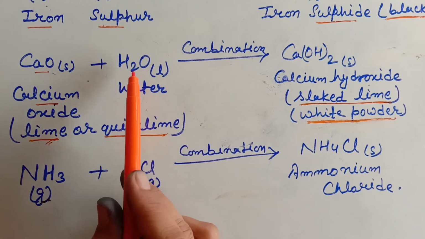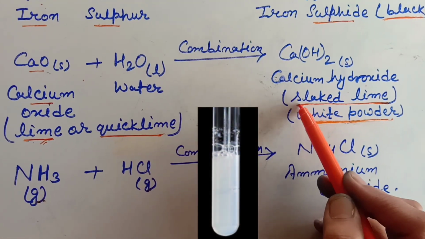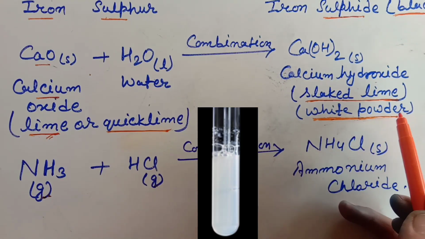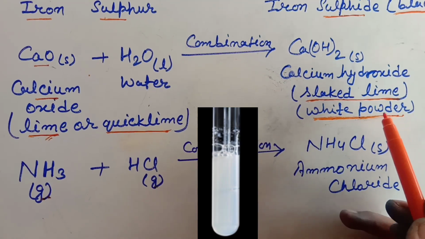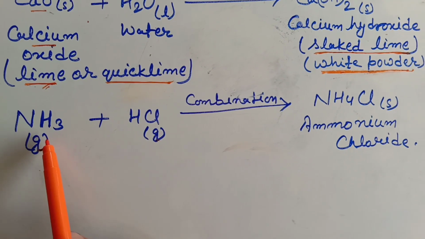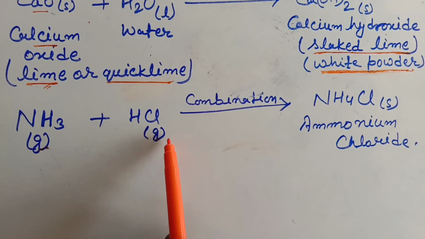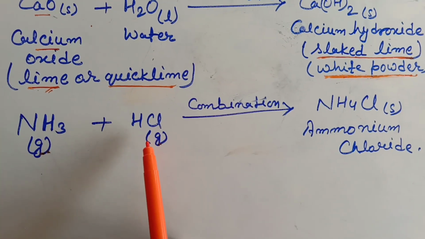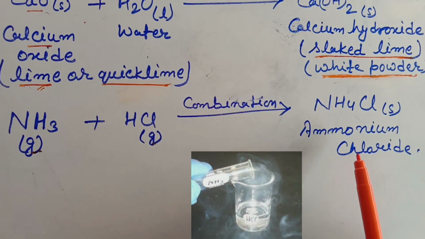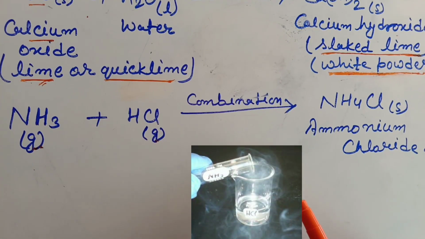When it reacts with water it forms calcium hydroxide. The another name of calcium hydroxide is slaked lime, and it is a white powder. So this substance we use for whitewashing also. Now the next example, ammonia. See here, ammonia combines with hydrochloric acid to form dense fumes of ammonium chloride. You may see this in the picture.